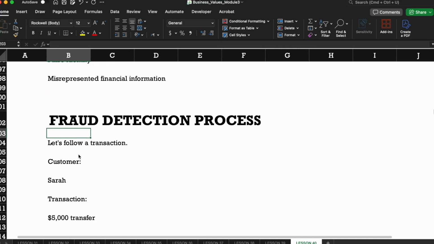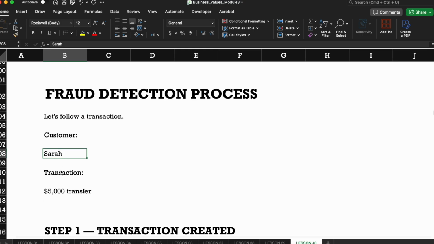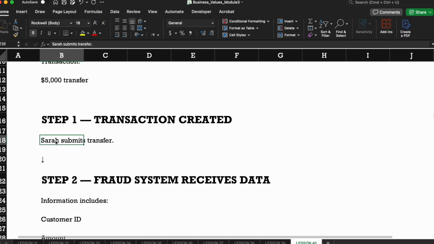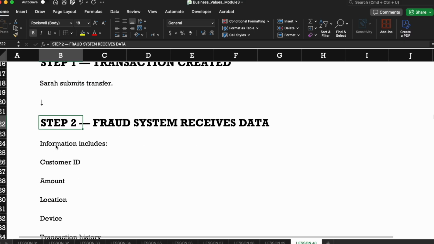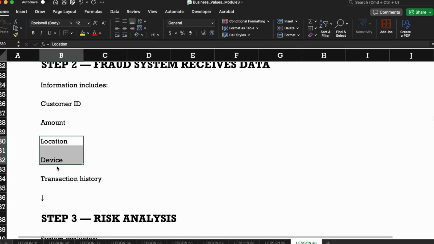Fraud detection process. Let's follow a transaction. Customer Sarah, transaction 5,000, transfer. Step 1: transaction created, Sarah submits the transfer. Step number 2: the fraud system receives data. Information includes customer ID, amount, location, device, transaction history.